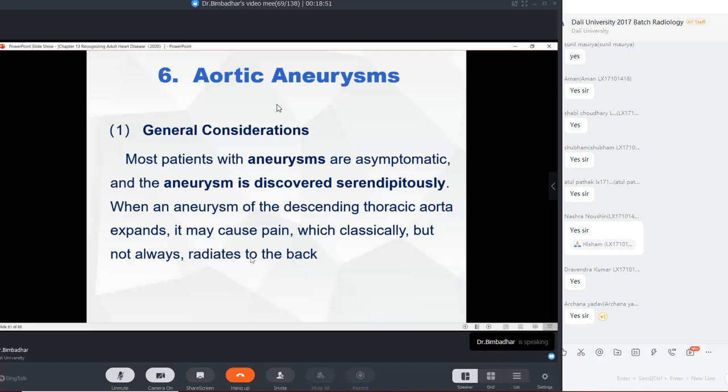Okay, it is a cause of pain which is expanding when an aneurysm is present in the descending aorta. The tearing causes pain, and most of the time it radiates to the back. Classically radiates to the back as well. But there is another condition called acute pancreatitis, which also radiates to the back. So we cannot generally differentiate between acute pancreatitis and aneurysm on the radiograph. So that's the reason people recommend CT.